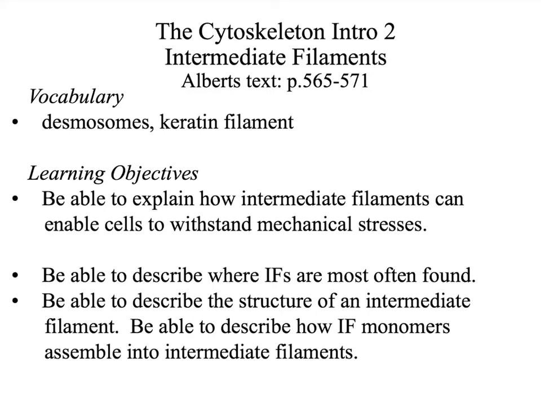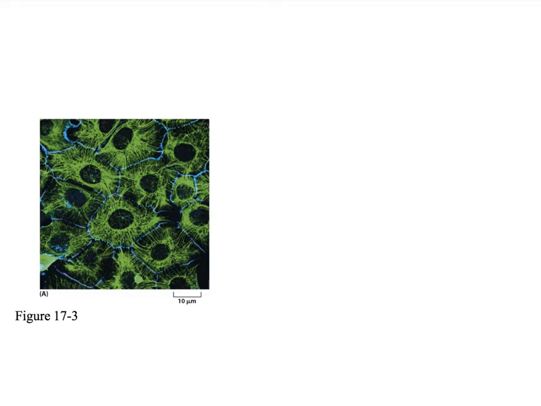This is the cytoskeleton Introduction 2, focusing on intermediate filaments. Here we're looking at about 10 cells, each of which are fluorescently labeled for 2 different proteins. In blue, we have the cell boundary. And in green, we've got keratin, which we'll hear a lot about very soon. So that's in green, and this is one of the main components of intermediate filaments in many cells.